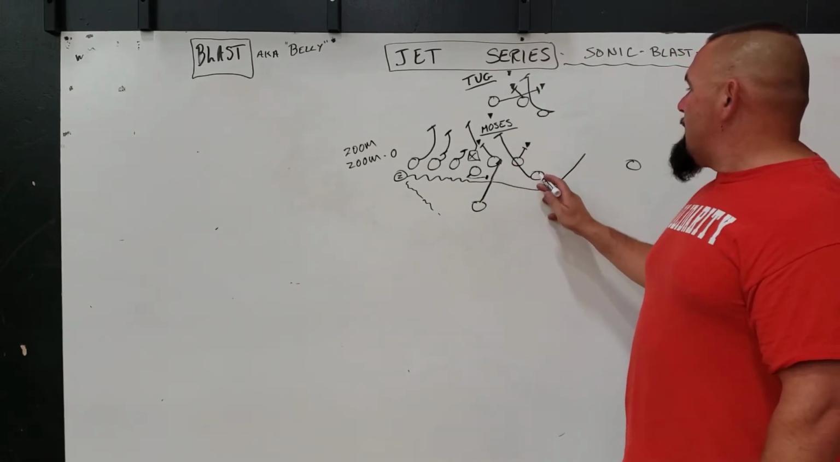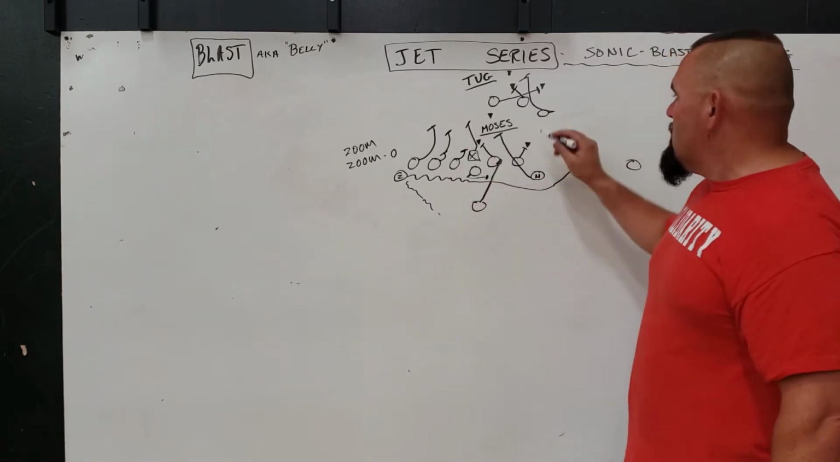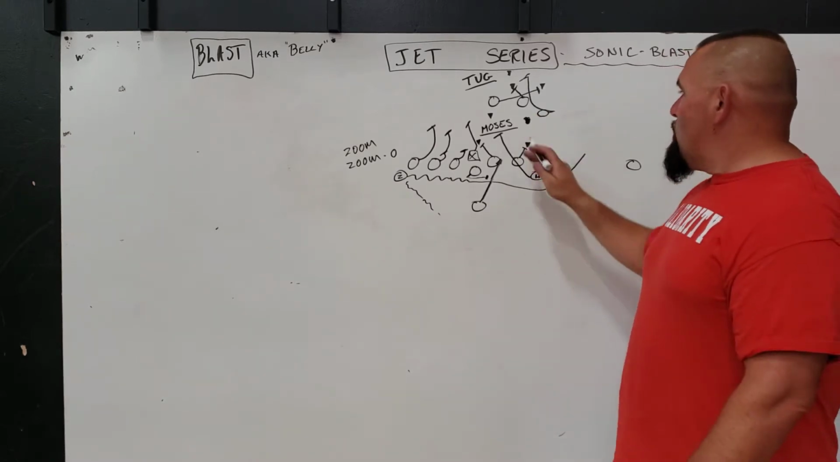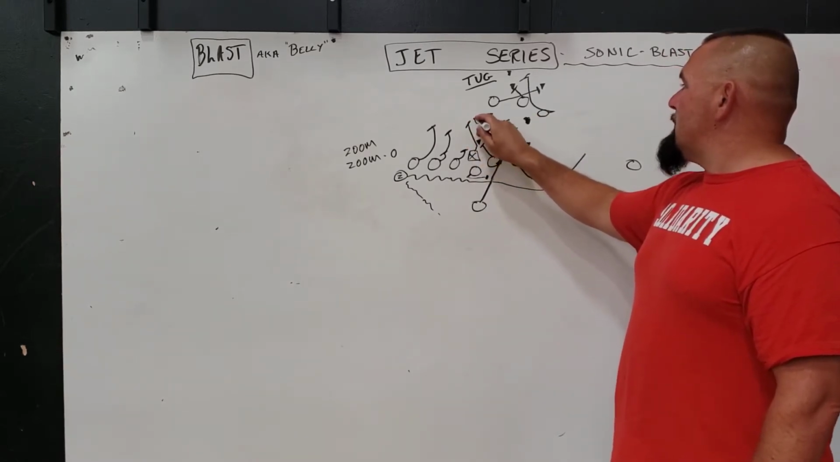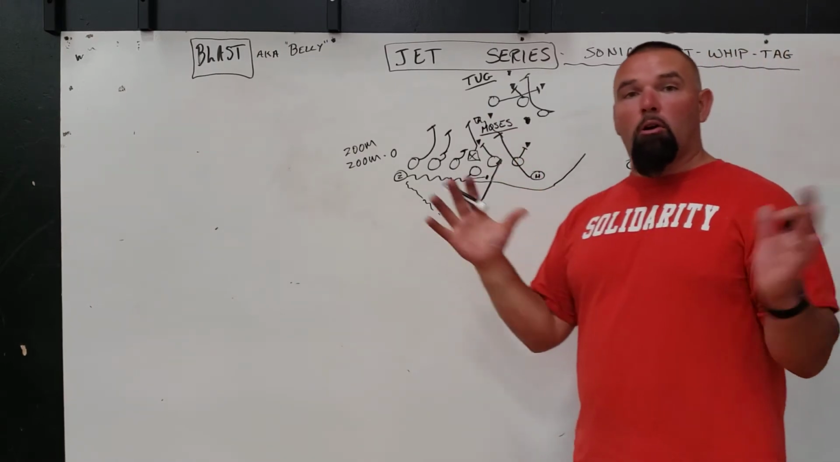So now we're going to take our H here, and we tell him his goal is to get to that Mike linebacker. Don't worry about this backer here, because we're going to influence him with our jet sweep. We want to get this guy here who's influenced by jet sweep and is going to be scraping to this side. We call it the Moses block because we're parting the Red Sea.